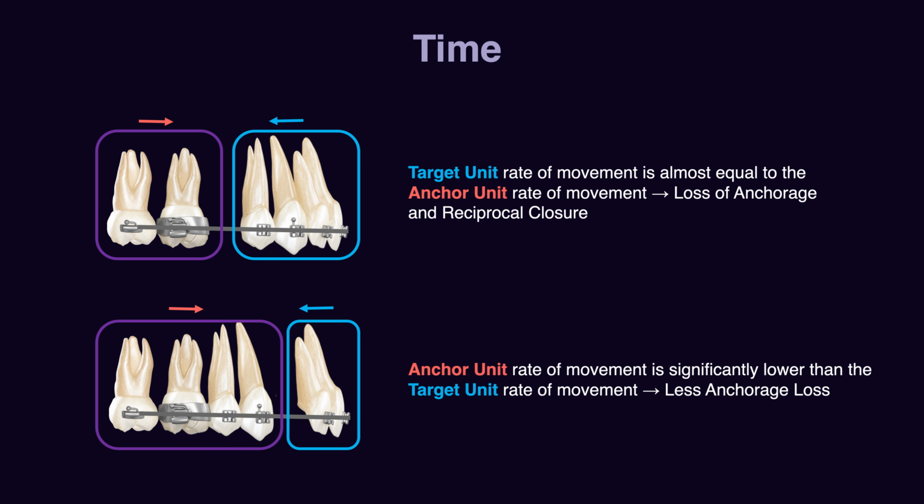Now we have another variable that we did not pay attention to, and that is time. If the rate of movement of the target unit becomes so slow that it comes to the level of the rate of movement of the anchor unit, now the anchor unit has more time to move. And even though the magnitude of the force has not changed, even though the size of the anchor unit has not changed, the anchor unit will move more. And therefore, they both contribute to closure of a space, which we consider anchorage loss.